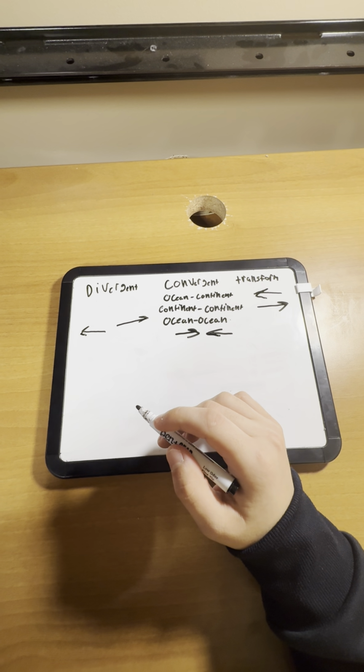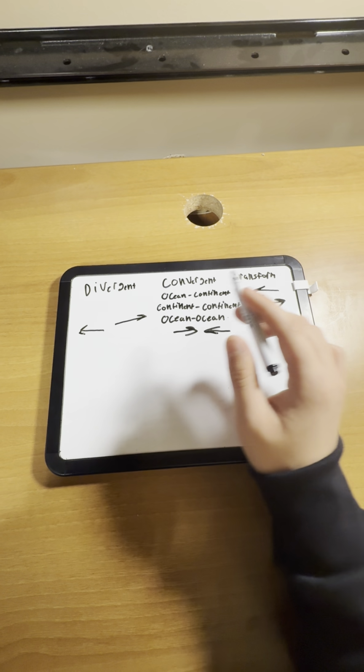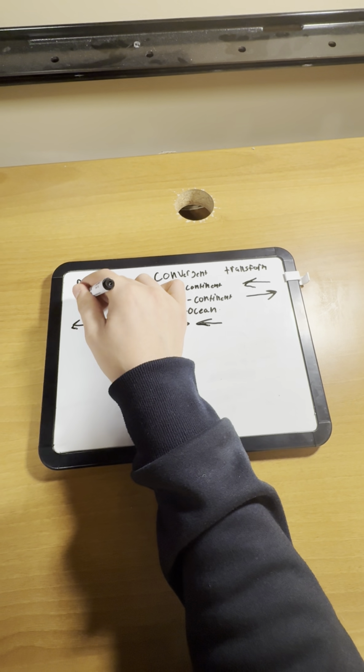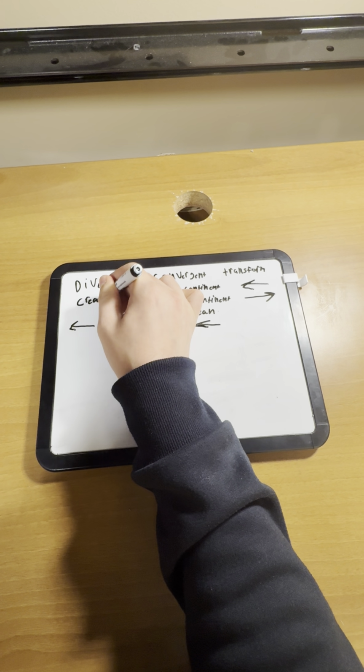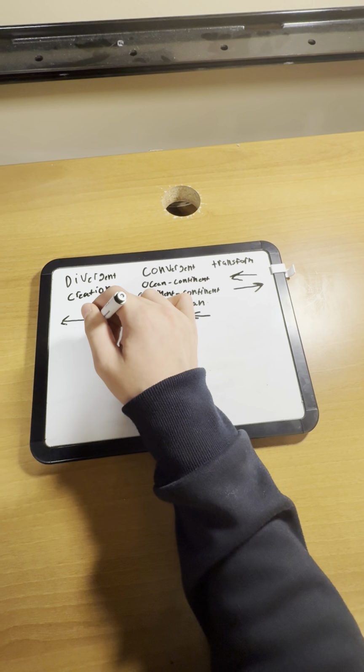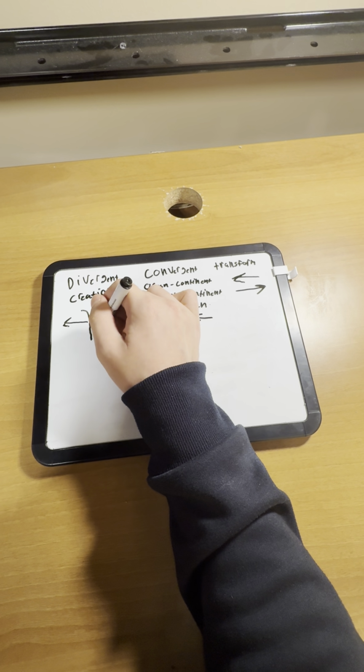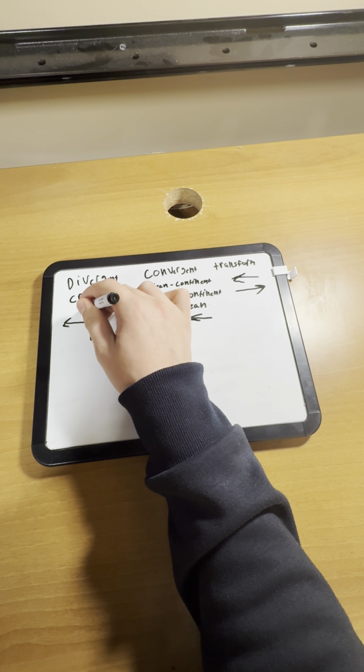We can also correlate these boundaries with the creation or destruction of crust. Divergent boundaries are correlated with the creation of crust. This is because since the plates are moving away from one another, it allows for newer hot crust from the upper mantle to come to the top and spill over.